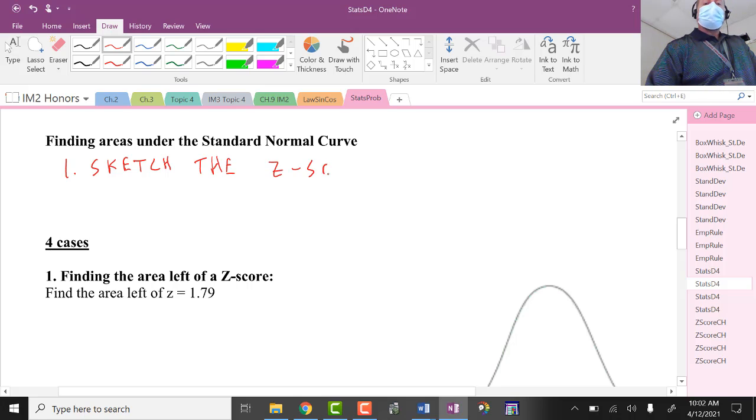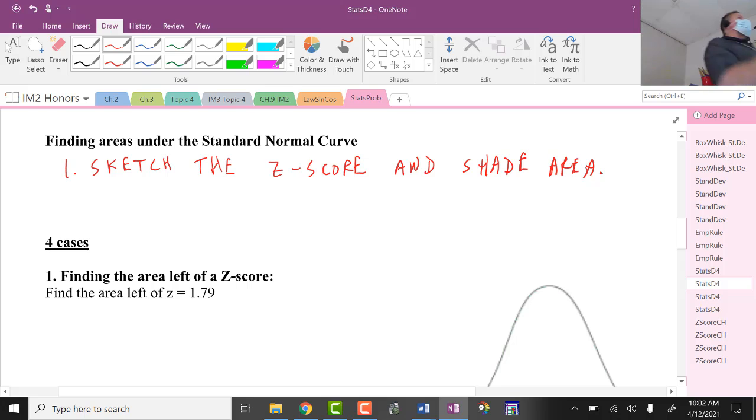So you want to sketch the z-score, and I'm going to ask you to do this on a test. It's very simple. You'd be amazed how easy the notes are today. And shade the area. Now this is definitely a wax on, wax off day. Like I said, we're really ending this Friday because it's really not a lot.